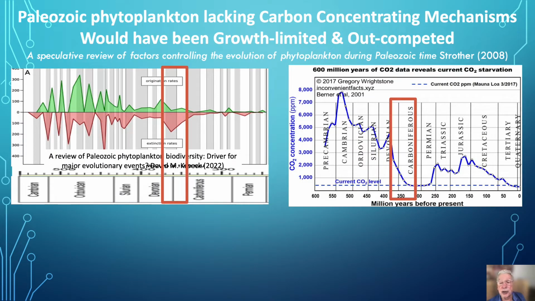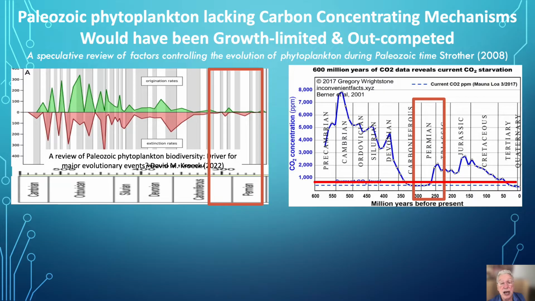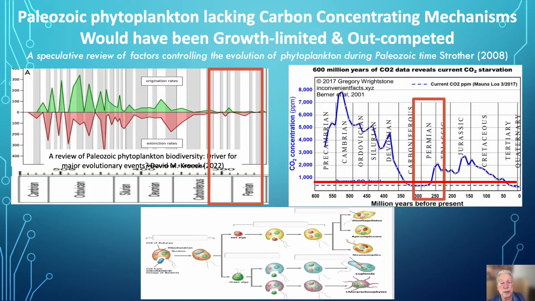As CO2 concentrations plummeted during the Devonian, when land plants competed for and sequestered more carbon dioxide, fewer new marine phytoplankton species evolved, and extinctions increased. By the end Carboniferous and early Permian periods, virtually no new species appeared as carbon dioxide concentrations fell dangerously close to levels at which photosynthesis could no longer be supported.